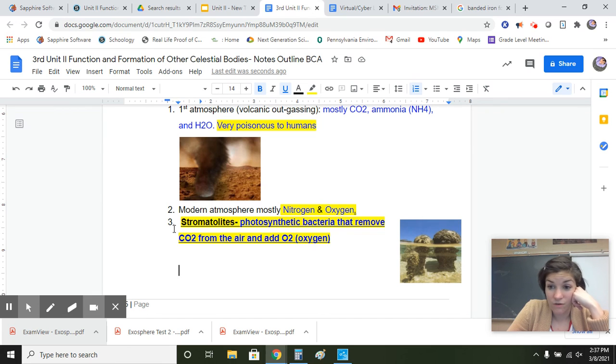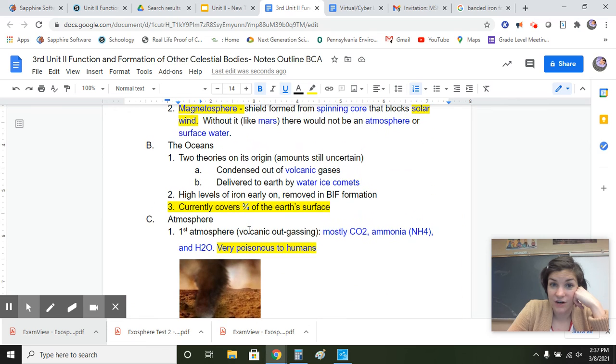Write it over and over and over again, or do what you need to do to remember it. But stromatolites are bacteria that make oxygen. And that is the end of our notes. Do the study guide.